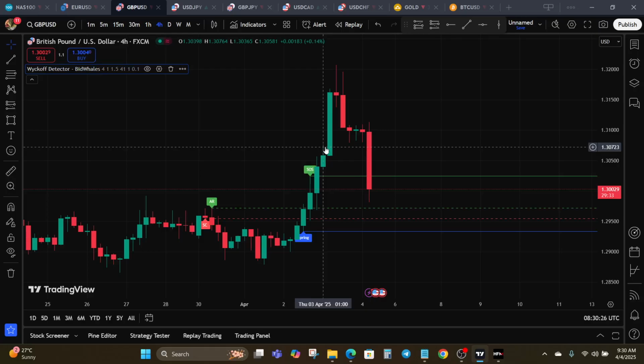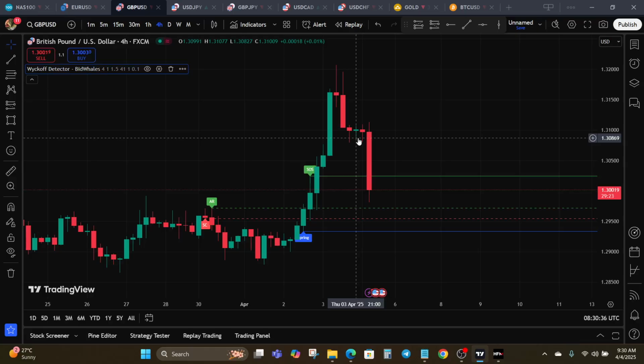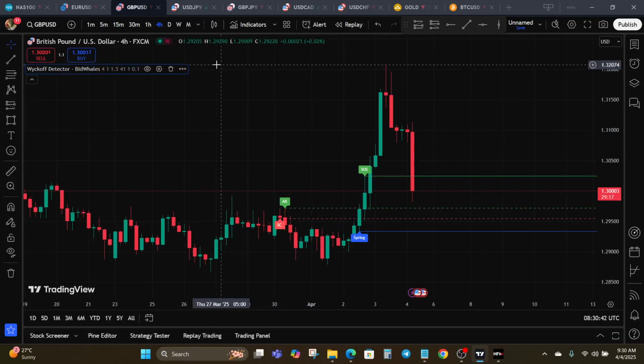Once accumulation is complete, the markup phase will begin, and price breaks out of the range with rising volume and higher highs. This is where trends begin, and traders using the Wyckoff indicator can spot this early and align their positions with the smart money.